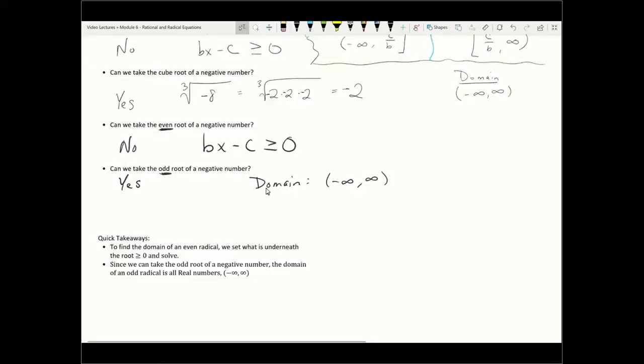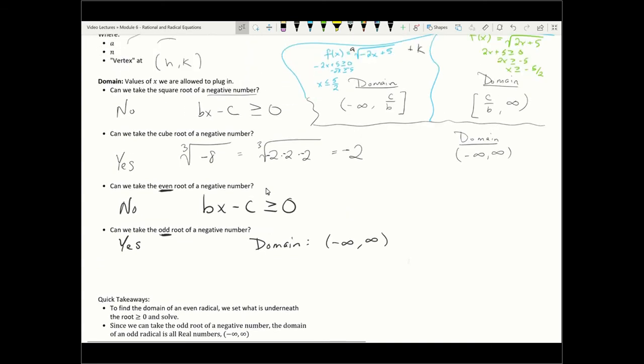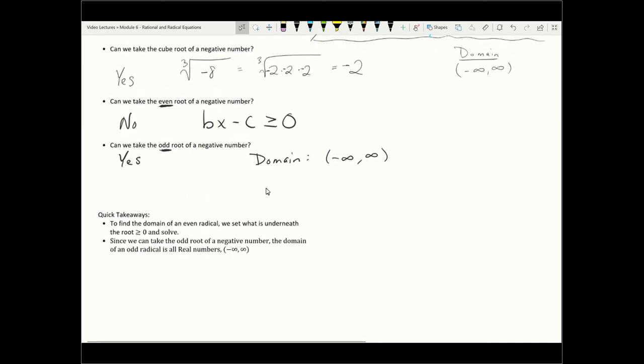So just summing that up, to find the domain of an even radical, we set what's underneath the root greater than or equal to 0 and solve. Keeping in mind that if we divide by a negative, we need to flip that inequality. And since we can take the odd root of a negative number, our domain is everything.